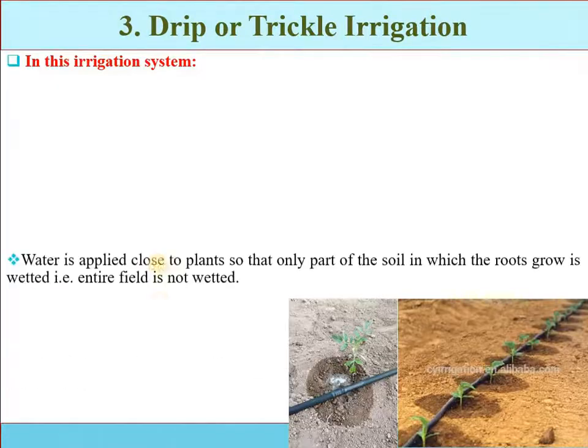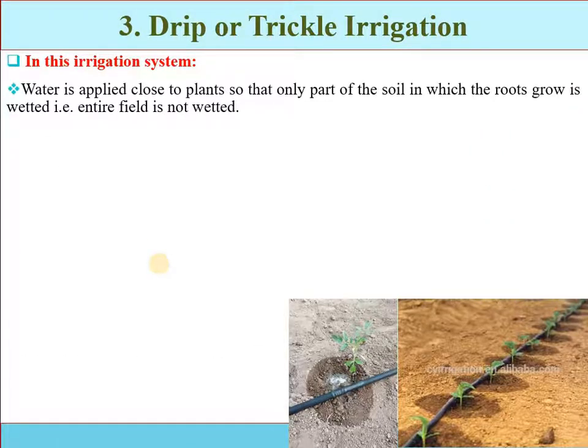Water is first filtered so that impurities do not clog the fine holes. In this system, water is applied close to the plants. Here you can see that for each individual plant, the water is directly applied into the root zone. One of the main advantages is that the unwanted area is not irrigated, so the weeds in the area are reduced. Water is applied close to the plant so that only the part of the soil in which the roots grow is wetted.